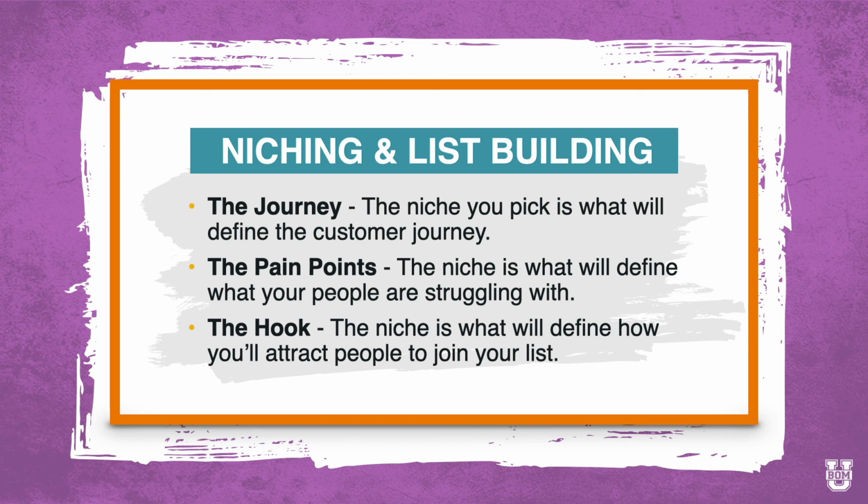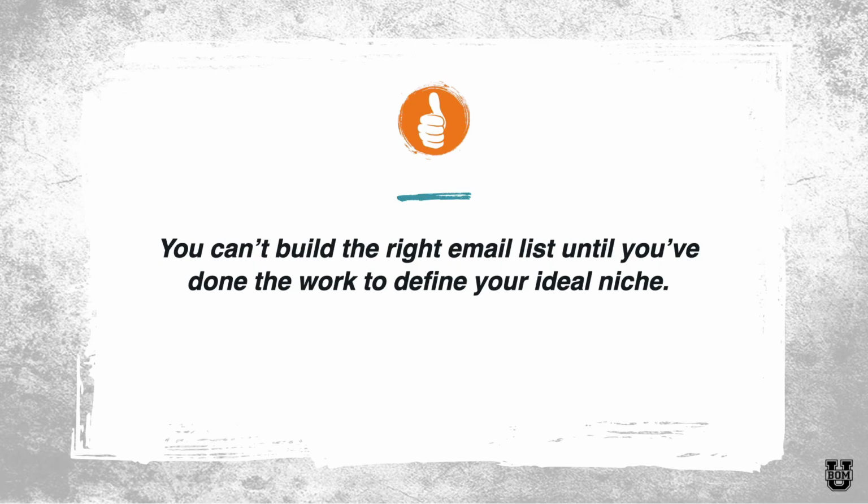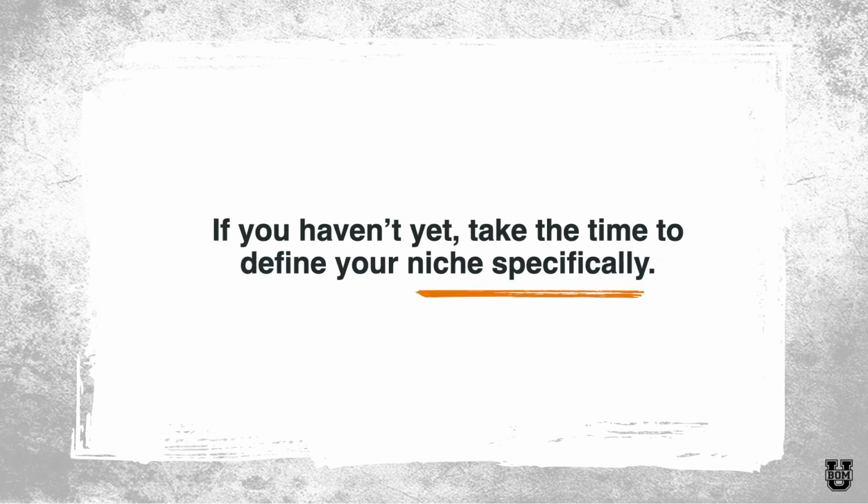So you have to define who you want to serve, and do that specifically, before you do the work in this course. The takeaway here is that you can't build the right email list until you've done the work to define your ideal niche. So the call to action is that if you haven't yet, take the time to define your niche specifically. If you need help with that, go back to Online Marketing Foundations, Module 2. There's an entire lesson on it. There's an entire process. We walk through how to do it. Head back there and make sure that you've done this work.